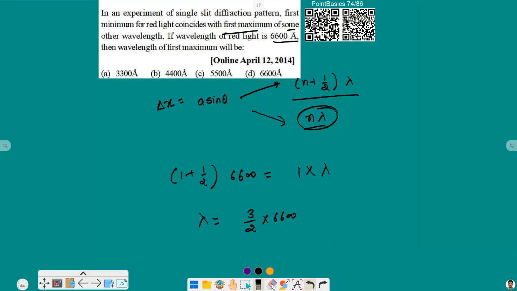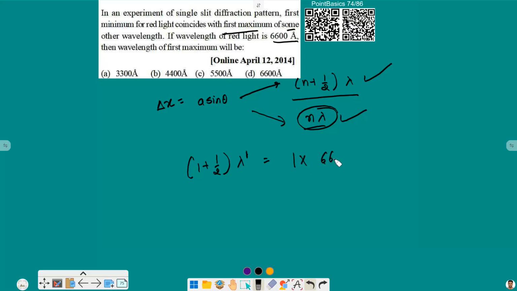Oh sorry, we made a mistake here, we need to correct it. It is given that first maxima is of some other wavelength. So first maxima of some wavelength will be given by this relation. So that will be 1 plus half into lambda dash, where the wavelength we have to calculate, is equal to first minima of red. First minima of red will be given by this relation, so that will be 1 into the red wavelength, that is 6600, and from this lambda dash will be 6600 into 2 divided by 3, that will be 4400 angstrom. That is option B here.